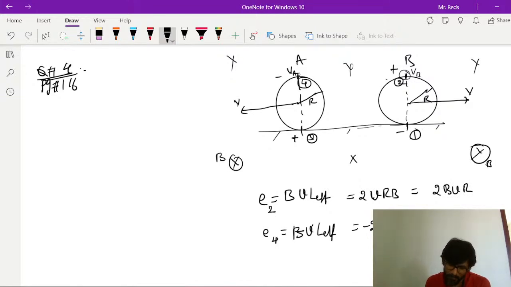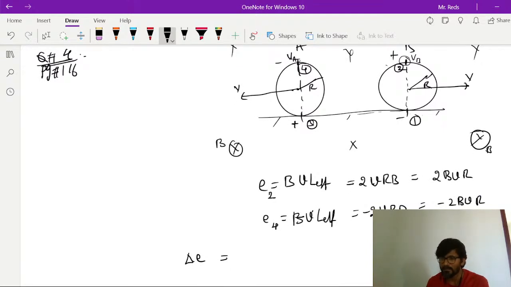Now the point is, the potential difference between these 2 points is E4 minus E2 or E2 minus E4. If you take E2 minus E4, so delta E is equal to E2 minus E4, which is 2 BVR minus minus 2 BVR. Minus of minus becomes plus, so it becomes 4 BVR. That is the effective potential difference between these 2 points. So option 3 will be the correct one for this case. This is how you have to deal with this kind of question.